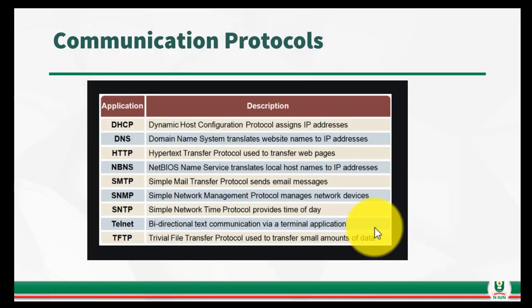So these are the full functions and definitions of those protocols. For instance, DHCP, called Dynamic Host Configuration Protocol, is used for the assignment of IP addresses, whether version 4 or version 6. You have the DNS, the Domain Name System, which is used to translate website names to IP addresses. The HTTP or Hypertext Transfer Protocol is used to transfer web pages. Then you have the NBNS, the NetBIOS Name Service, which translates local host names to IP addresses. So it goes on and on, as we can see on this screen.